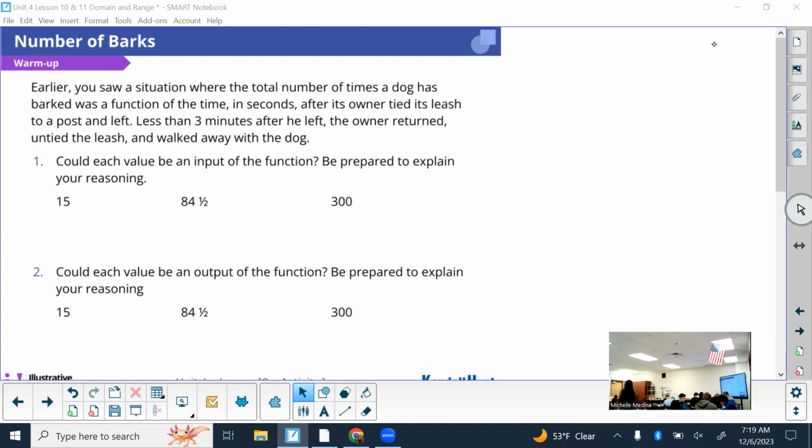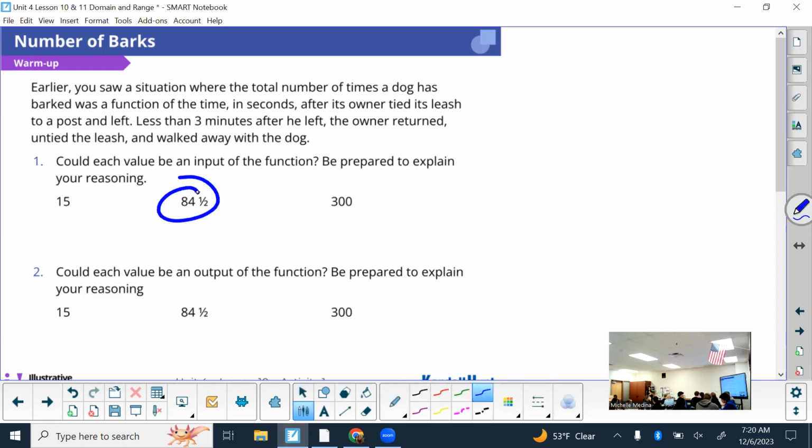So table 1, could all of those values, 15, 84 and a half, 300, be inputs to that situation? Say no, and which ones could not be? 84 and a half. Now, for those of you that were kind of unsure what it was even asking, first you need to figure out what the input in the situation is.